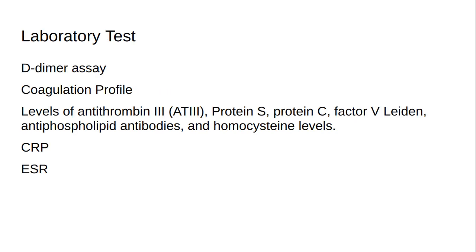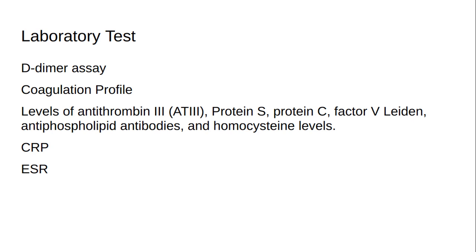Important lab tests that need to be done include D-dimer assay. This test is nonspecific as raised in many conditions with clots, so can be used to rule out DVT. A positive result requires a diagnostic study, such as duplex ultrasonography. Coagulation profile. Levels of antithrombin III, protein S, protein C, factor V Leiden, antiphospholipid antibodies, and homocysteine levels. N-terminal pro-brain natriuretic peptide. C-reactive protein.